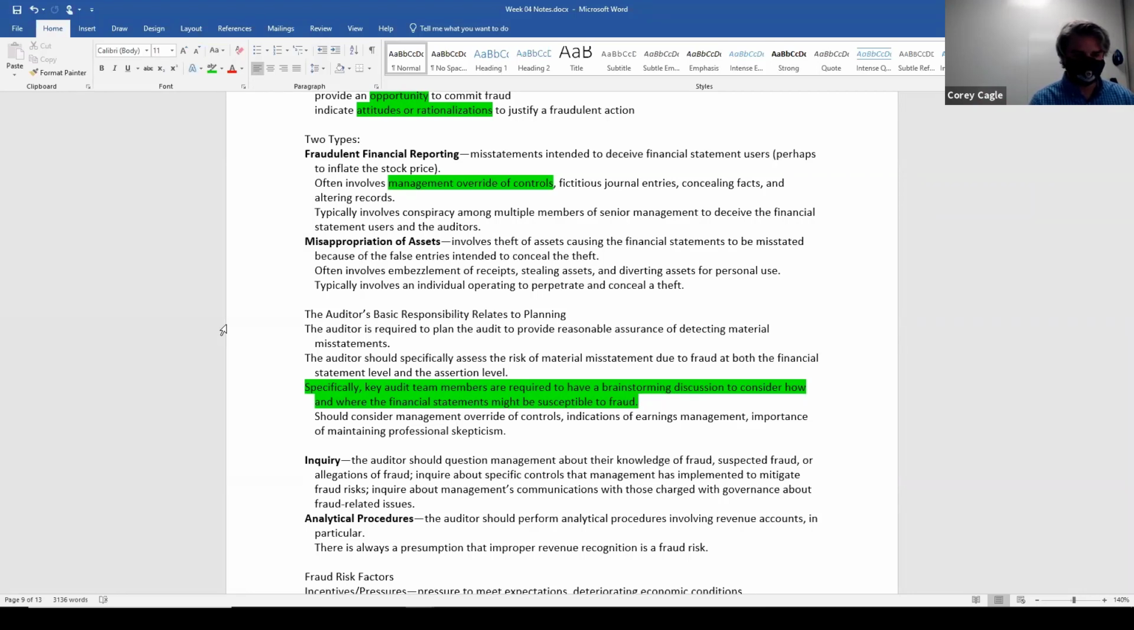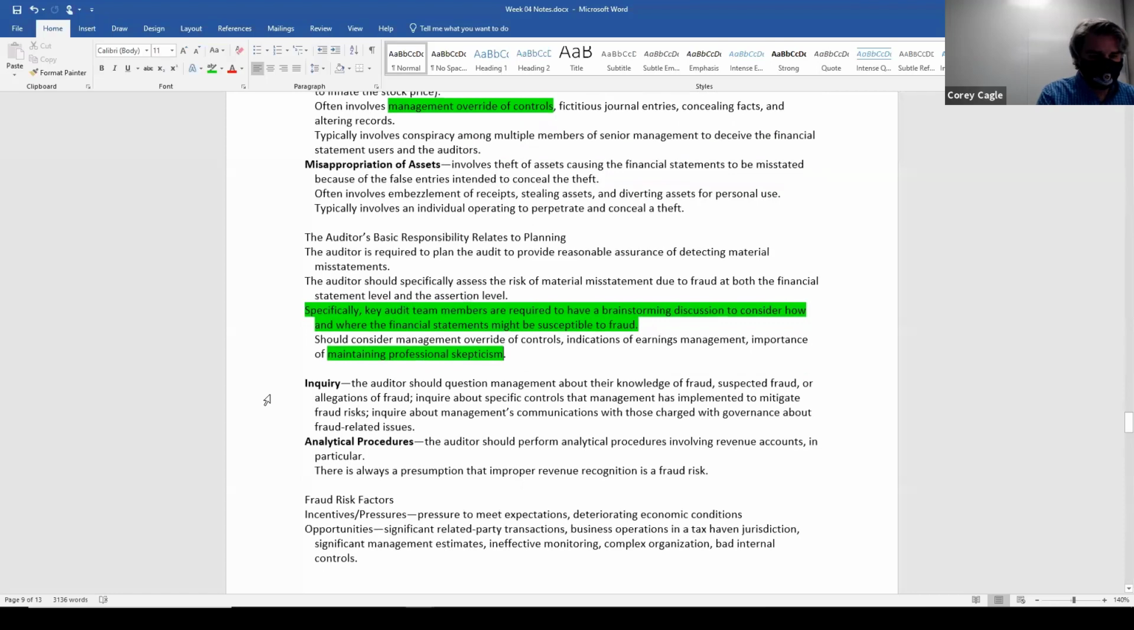So you'll think of things like, yeah, that person's kind of shady. Oh, I bet we need to watch that person. They have the opportunity to do this. Oh, that inventory is wide open for anybody to grab. Nobody's monitoring that. That kind of thing. Here's that very important word again, maintaining professional skepticism.